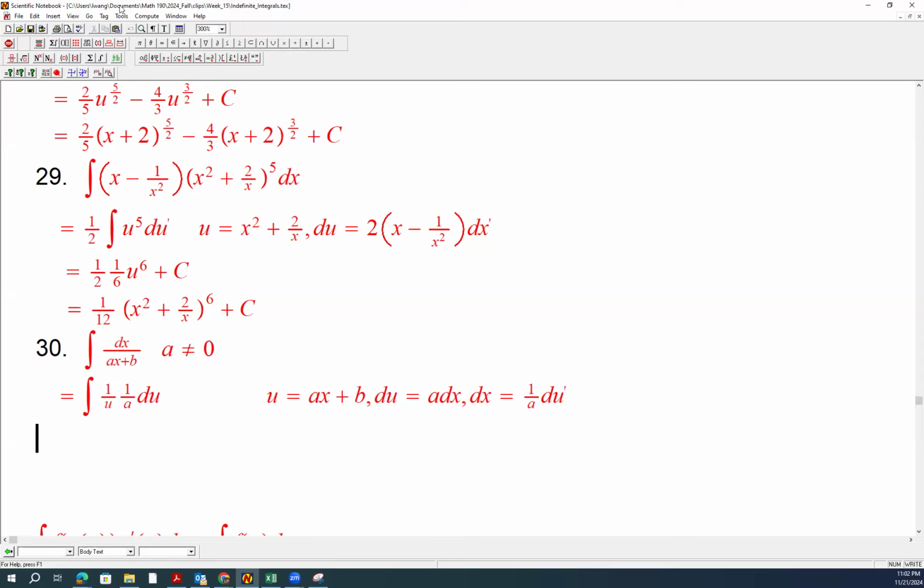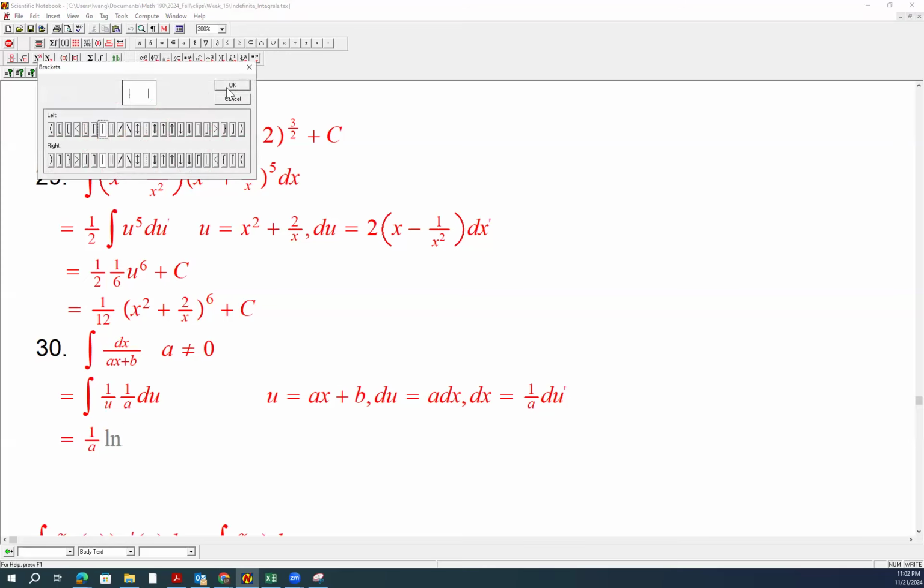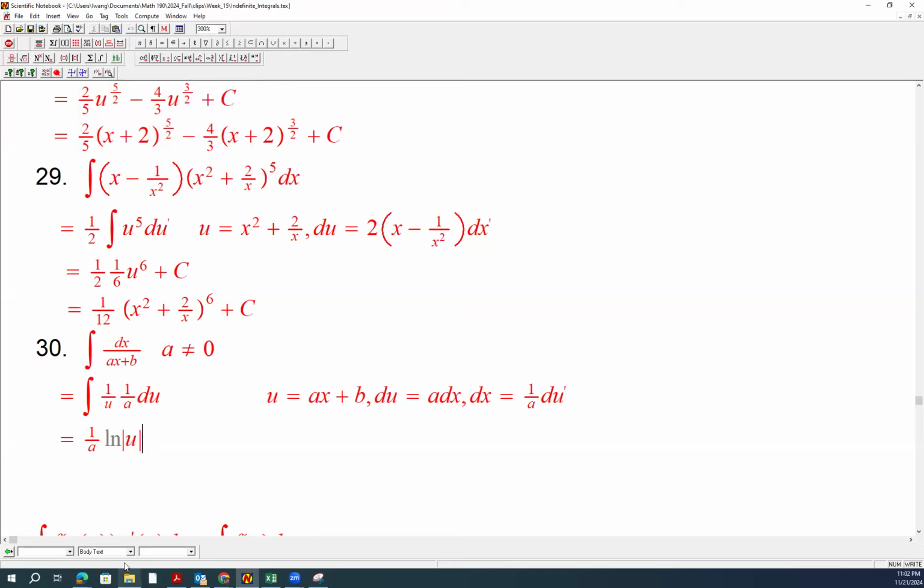And next, 1 over a is treated as a constant. We move it out. And the antiderivative of 1 over u is just ln absolute value of u plus a constant. Okay, almost done. So u will be replaced back in terms of x.